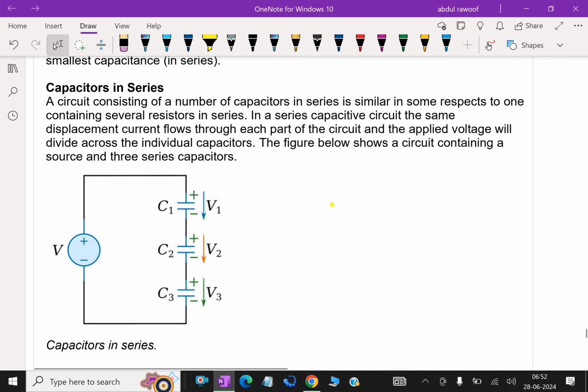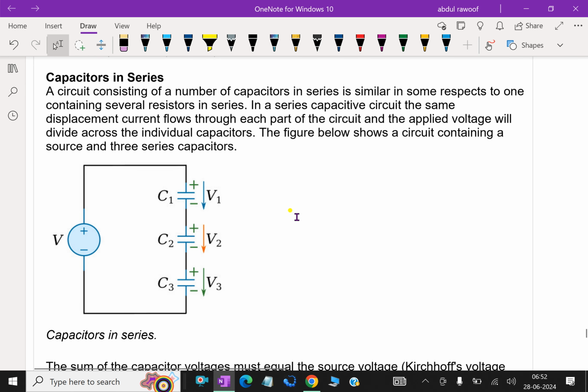First we will discuss capacitors in series. Look at this figure. These capacitors are connected in series. That means the positive terminal of one connects to the negative terminal of the second capacitor, and so on. Voltage is supplied at the outer terminals.